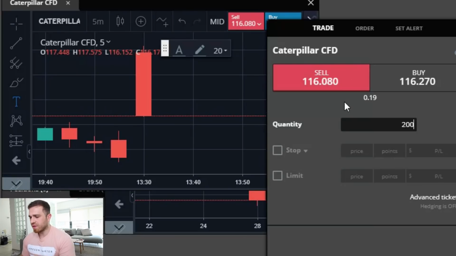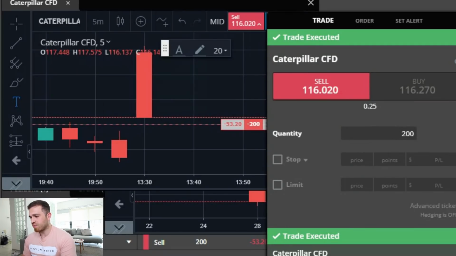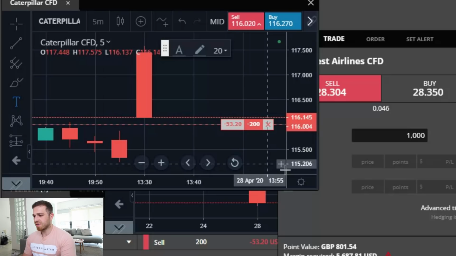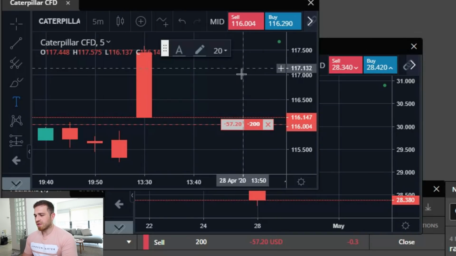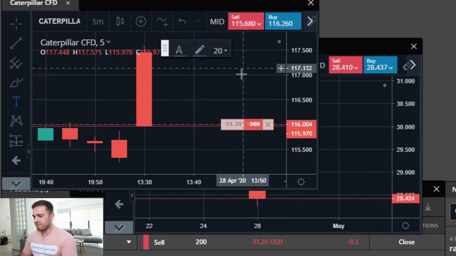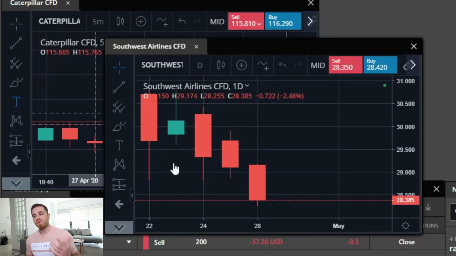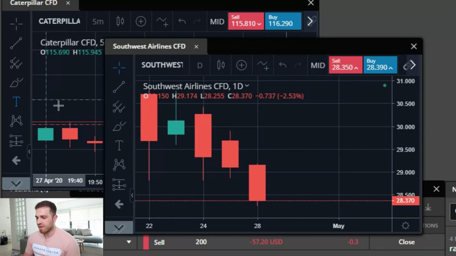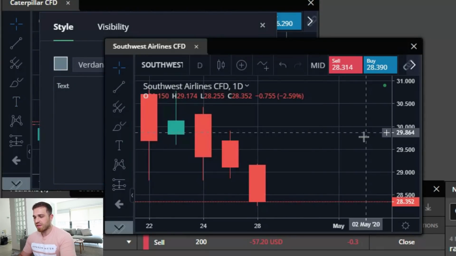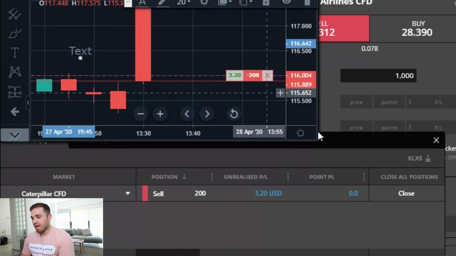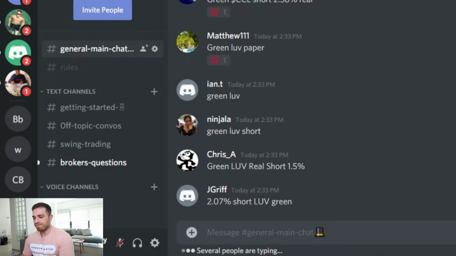So I just took 390, guys, from this. So I'm waiting for another opportunity here. I want to go back to shorting Caterpillar now. 200 shares. So we took around 400 just there, guys, from LUV, and we're now in Caterpillar.